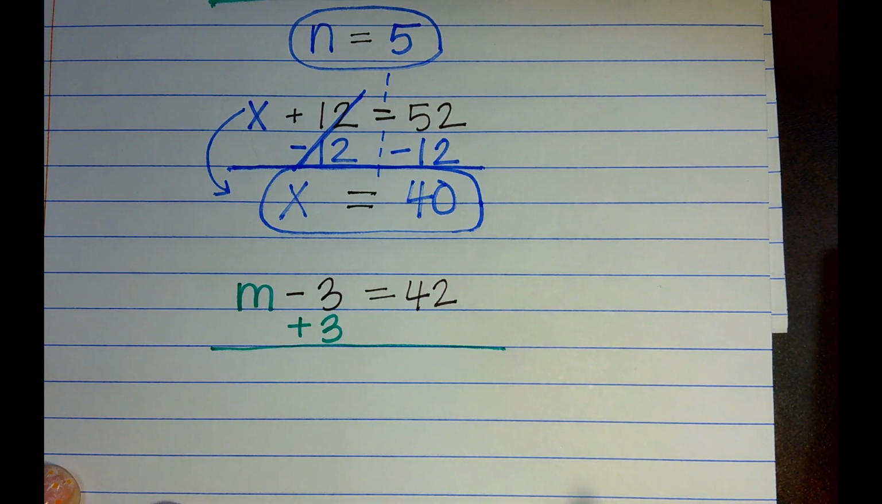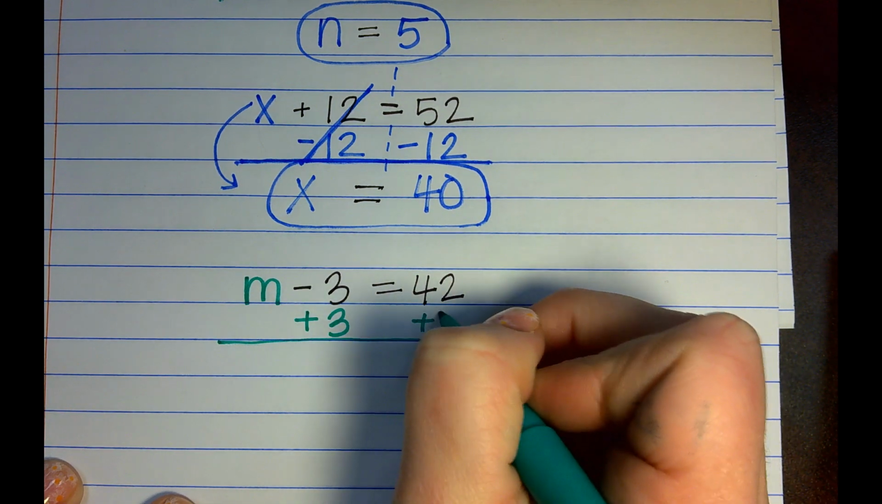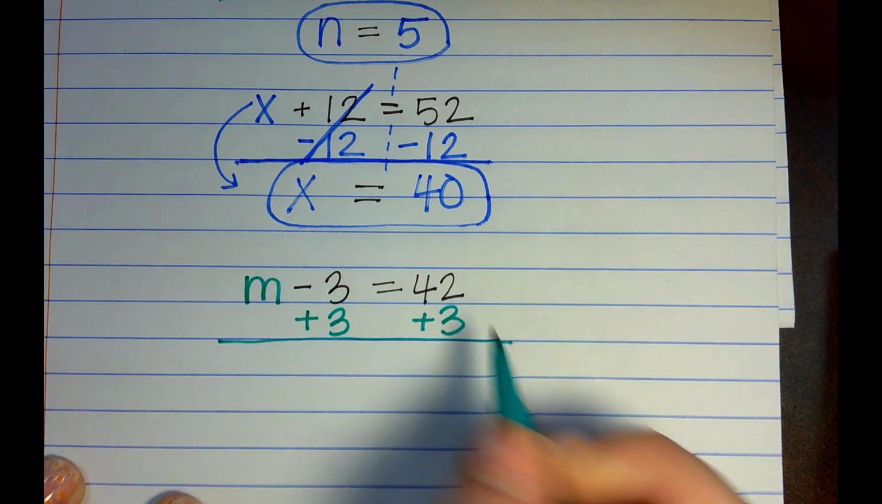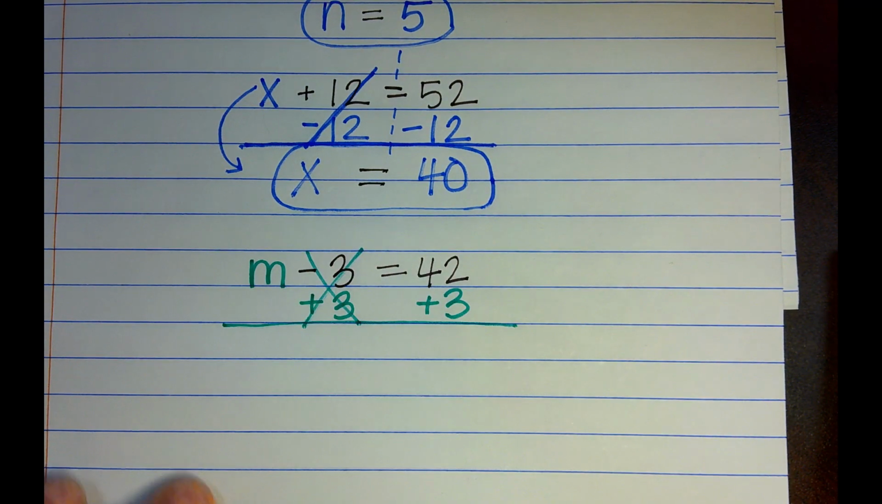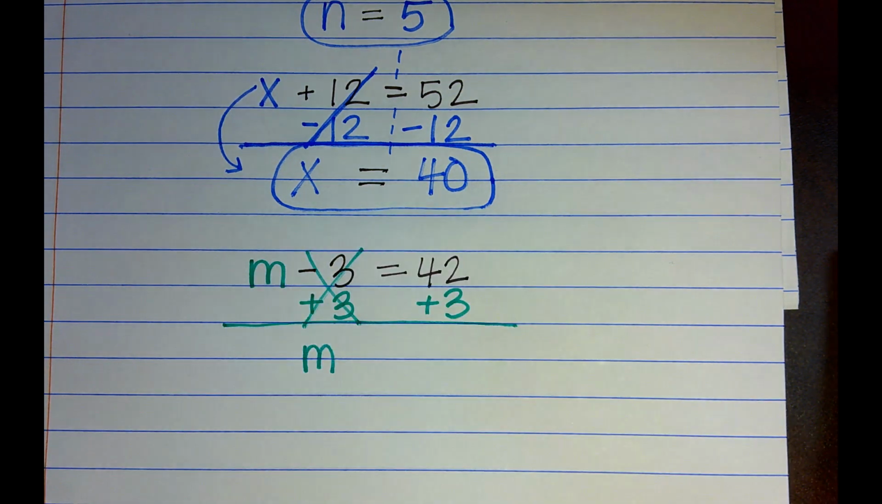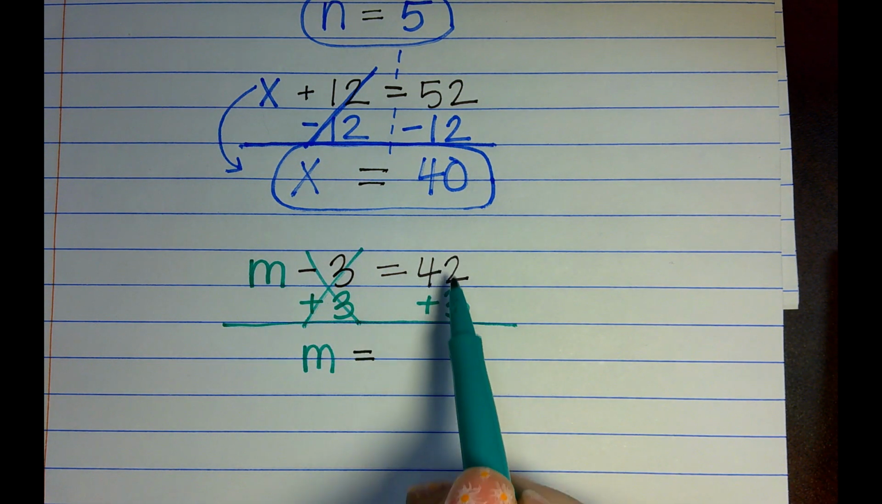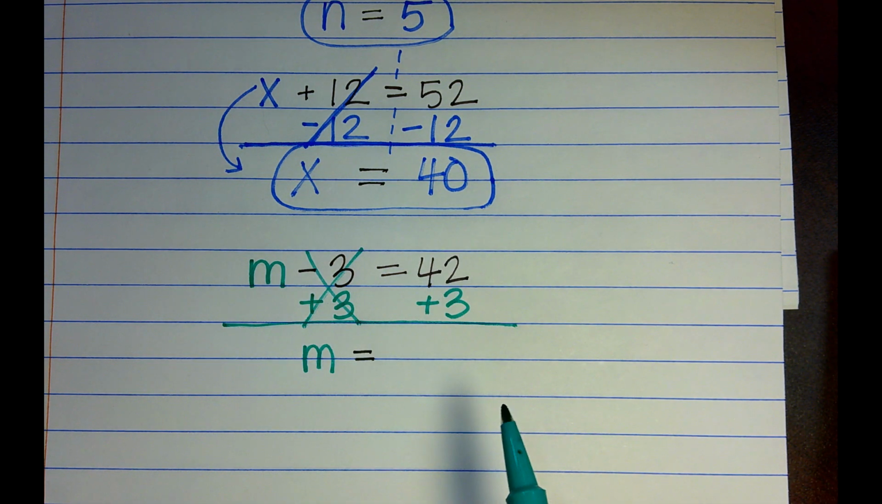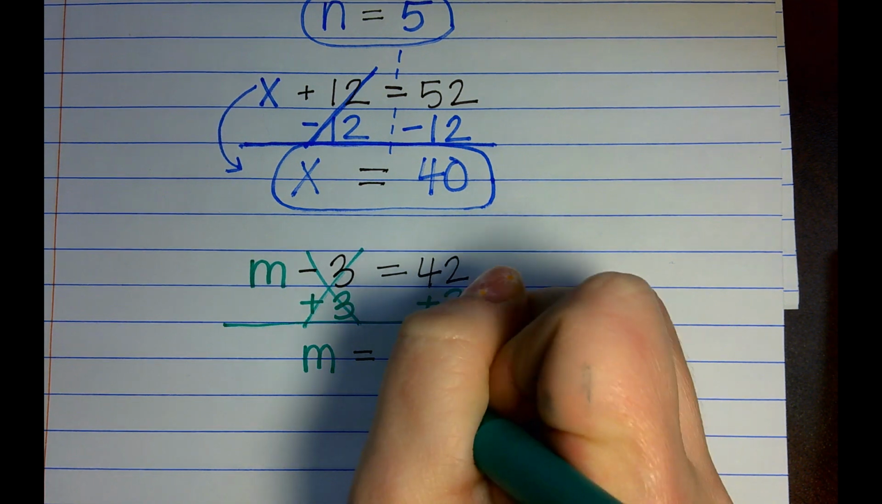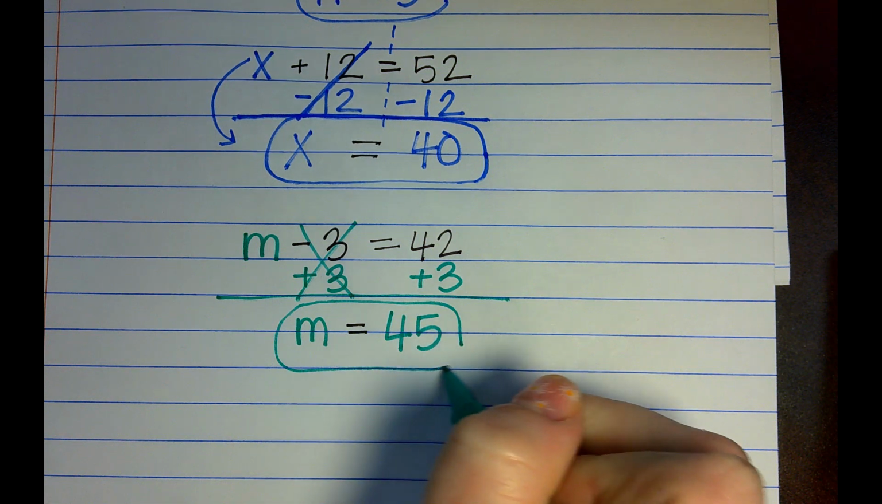But where else do I need to add 3? To your 42. To my 42. We have to do it to both sides of my equal sign. So my 3's cancel. And what should I bring down? M, good. Equals 42 plus 3, 45. Good. M equals 45.